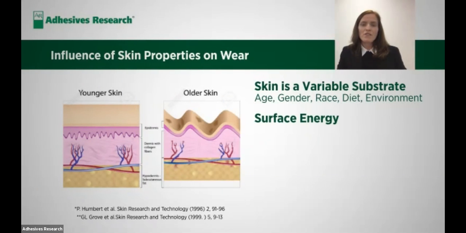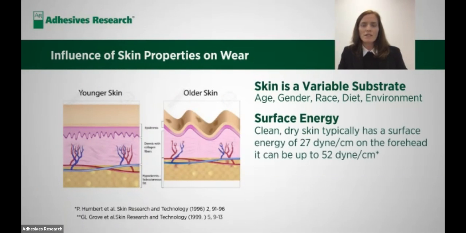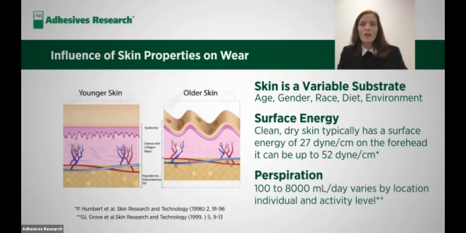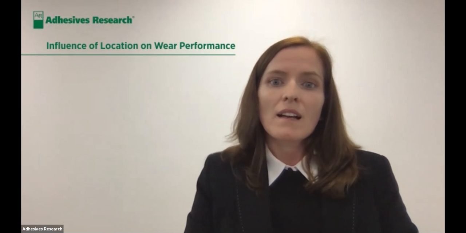In terms of the surface energy then, clean, dry skin can have a surface energy of 27 dynes per centimetre, but on the forehead it can be up to 52 dynes per centimetre. Perspiration can also vary by location, individual, and activity level, ranging from 100 to 8,000 millilitres per day. The location on the body can also influence wear performance. Selecting an area where there is less movement can dramatically influence wear performance.